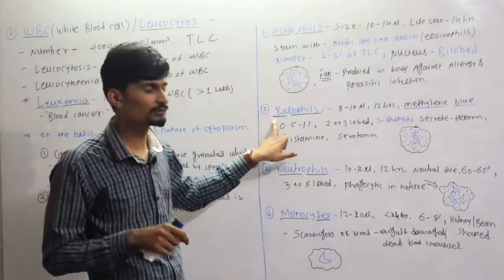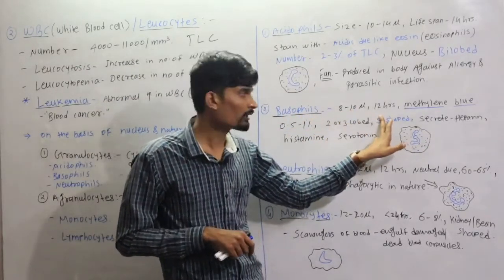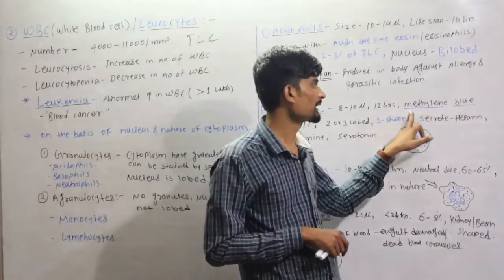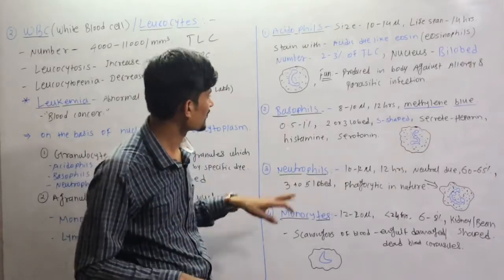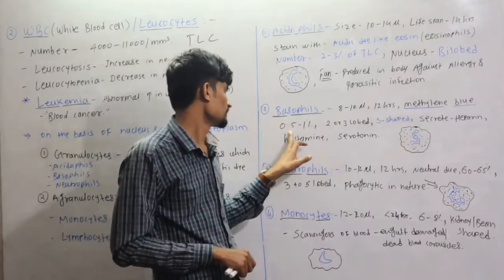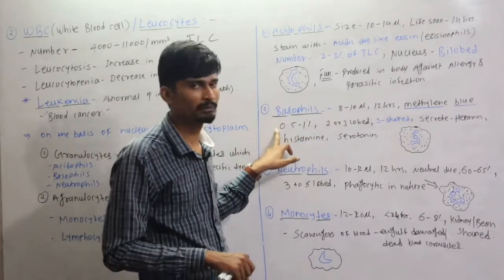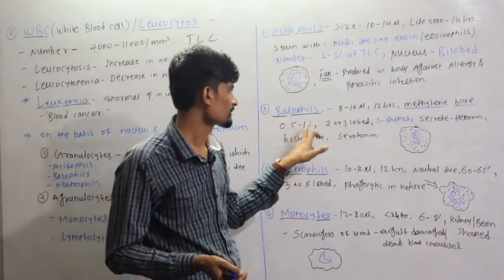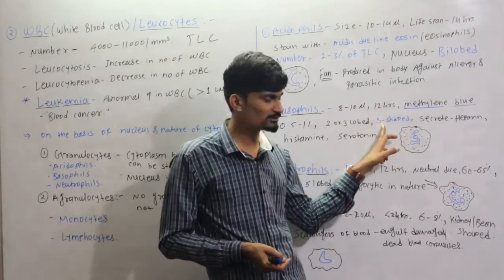Next one is the basophils. Size is 8 to 10 micron, lifespan is 12 hours, and they stain with methylene blue. Methylene blue is a basic dye, is a base. So that is why these are called basophils. The number is 0.5 to 1%. These are the minimum. Okay? Basophils are the minimum of the total WBC. They have a 2 to 3 lobed S-shaped nucleus.